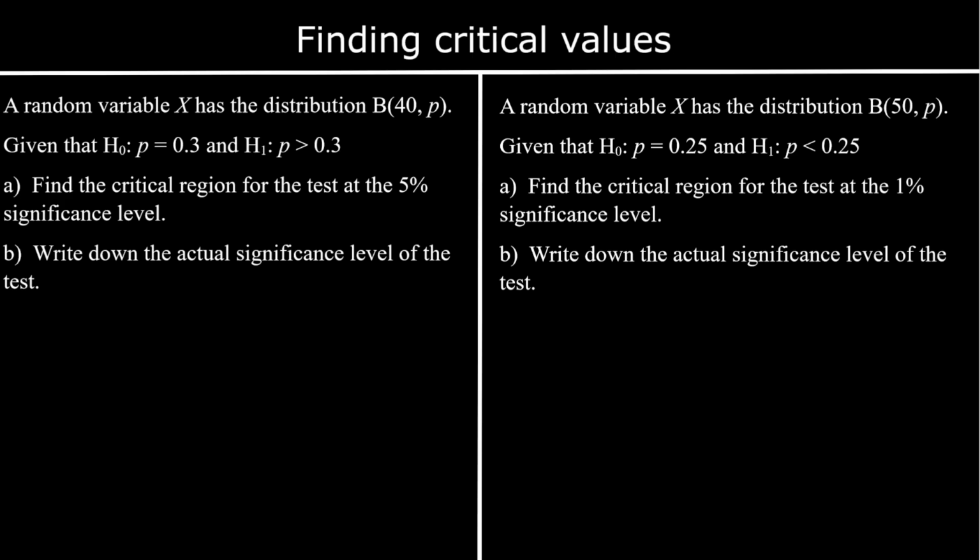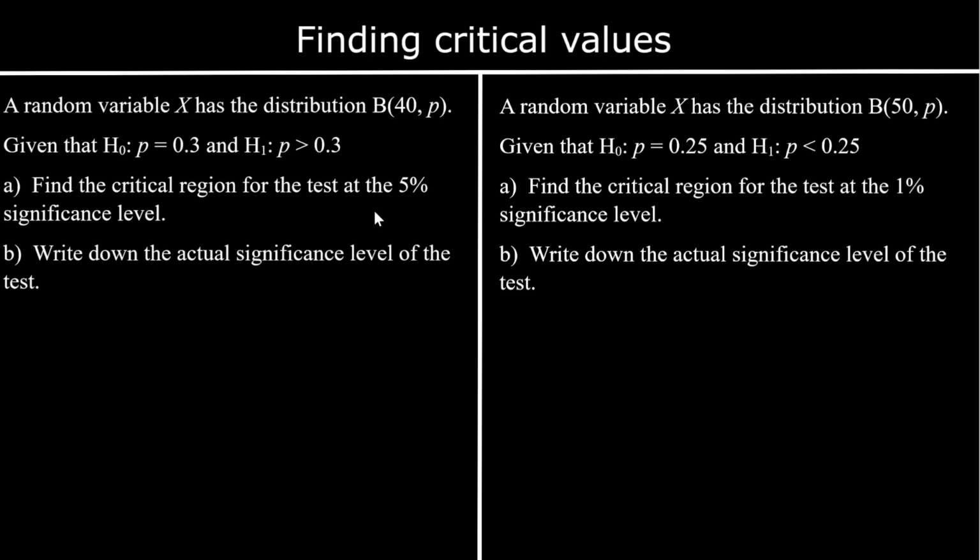Now we're looking at finding critical values. The critical values are the values that we would have to get from our test in order to say that we're going to reject the null hypothesis and we think there's evidence that the alternative hypothesis is true.